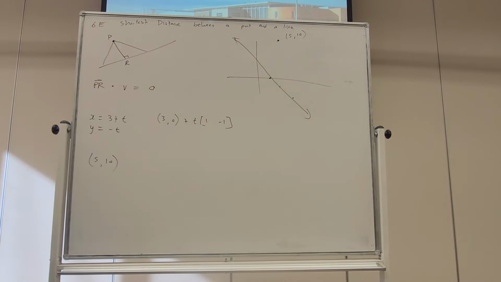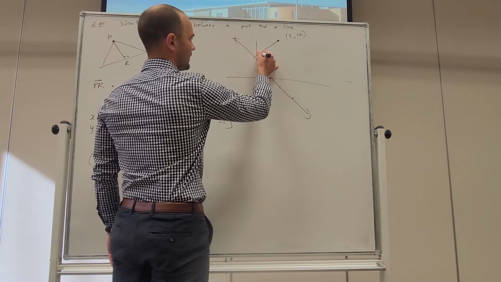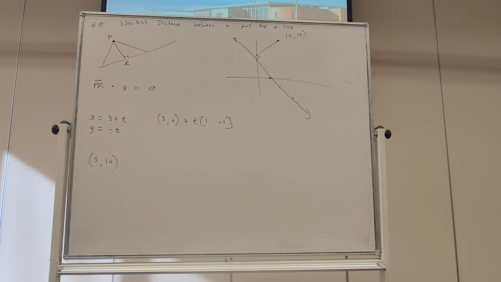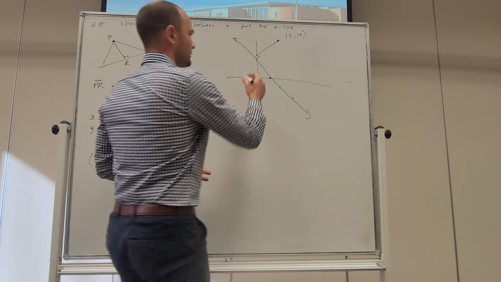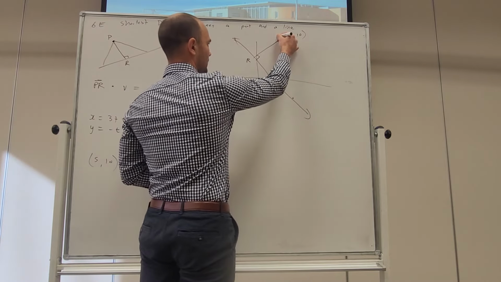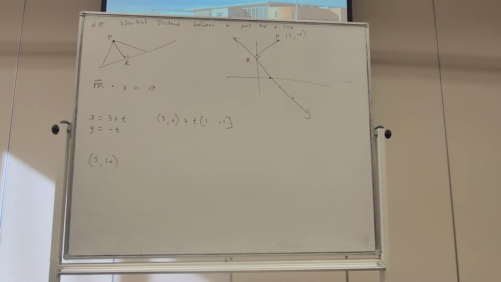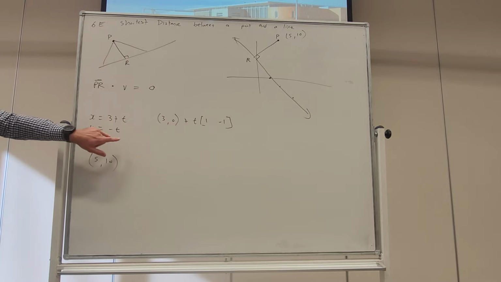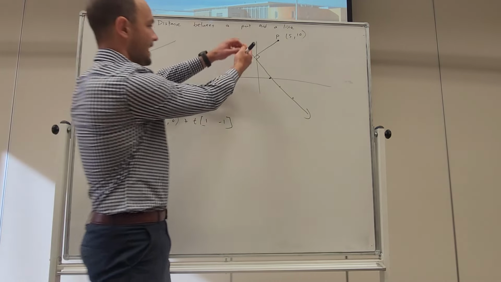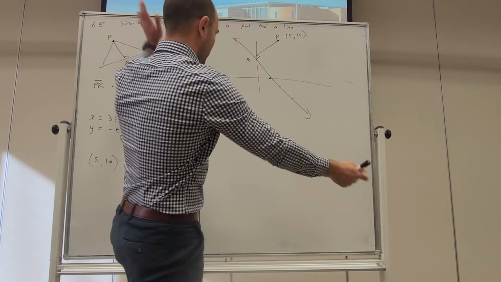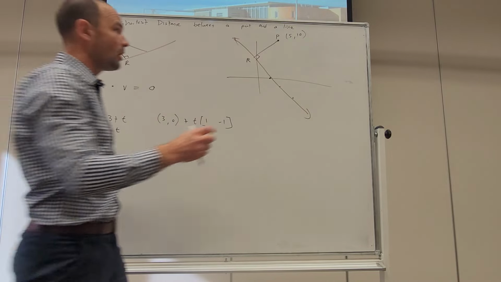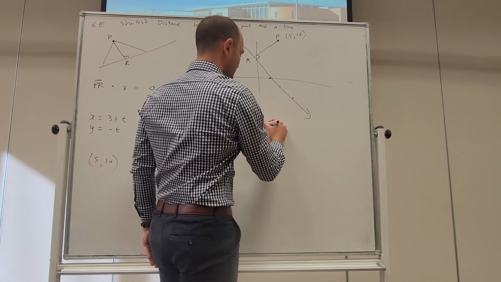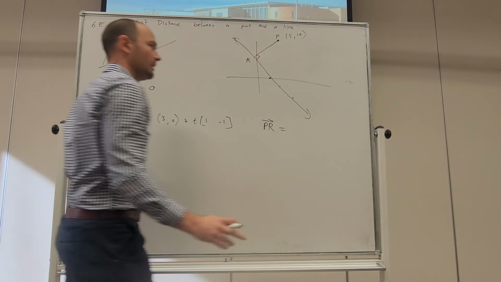And so the shortest distance is going to be somewhere up here, isn't it? It's going to be when they're 90 degrees to one another. So what we're going to do is come up with this point R that lies on the line. The coordinates of R are going to be (3 plus t, minus t) for some value of t. t exists everywhere along this line. So we're going to say, what is vector PR? What is the vector from P to R equal to?